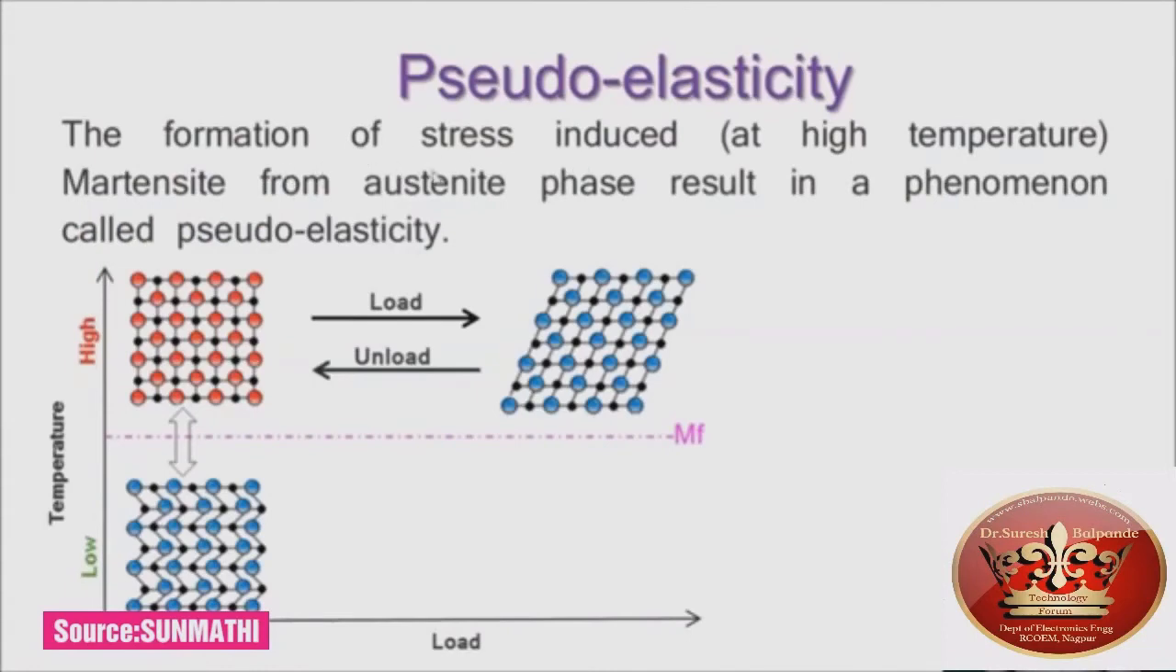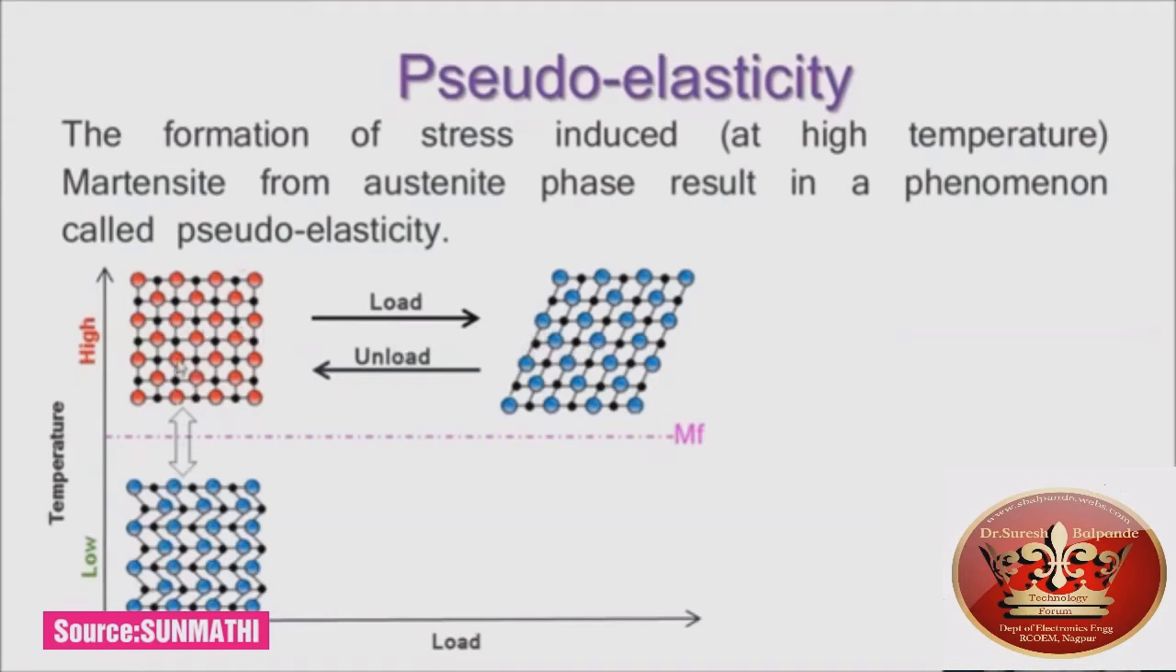Pseudo-elasticity. The formation of stress-induced martensite from the austenite phase results in a phenomenon called pseudo-elasticity. In this case, this is the temperature line and this is the load line. In general, the higher temperature is the austenite phase and the lower temperature is the martensite phase. But here, the deformed twinned martensite phase occurs at a higher temperature range. So this deformation depends only on the stress value.